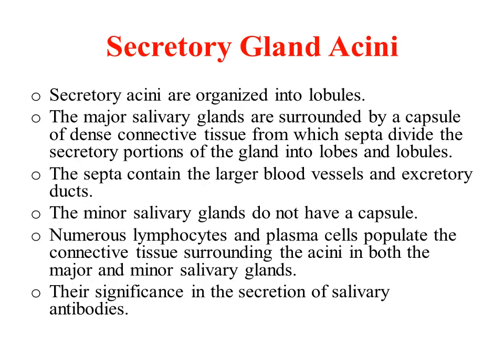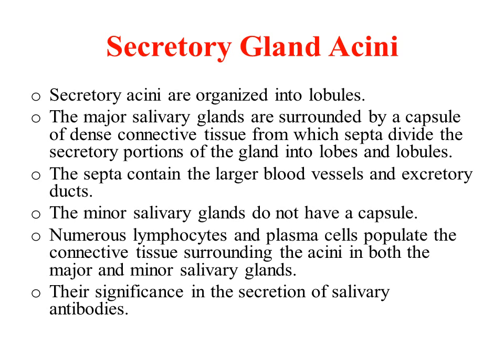Let us talk about the secretory acini. Secretory acini of salivary glands are organized into lobules. Major salivary glands are surrounded by capsules of dense connective tissue, and this capsule makes septa that divide the secretory portions of the glands into lobes and lobules. These septa contain large blood vessels and excretory ducts. On the other hand, minor salivary glands do not have a capsule.